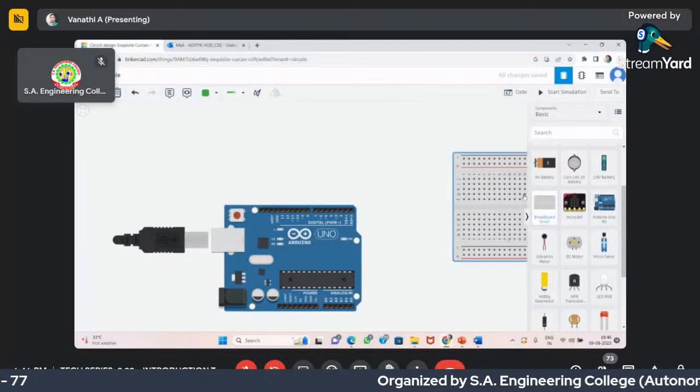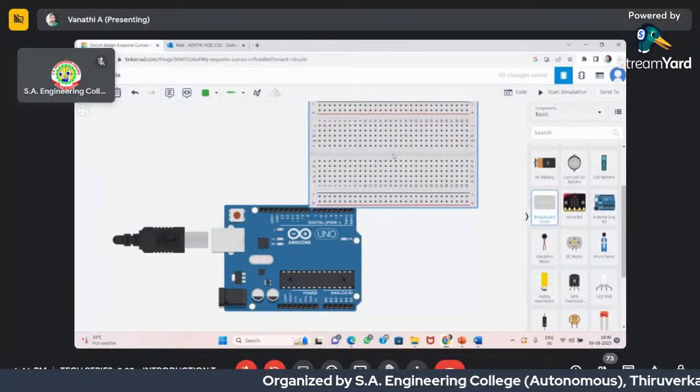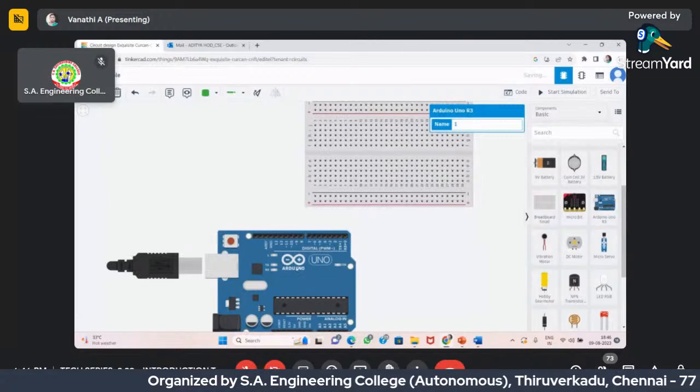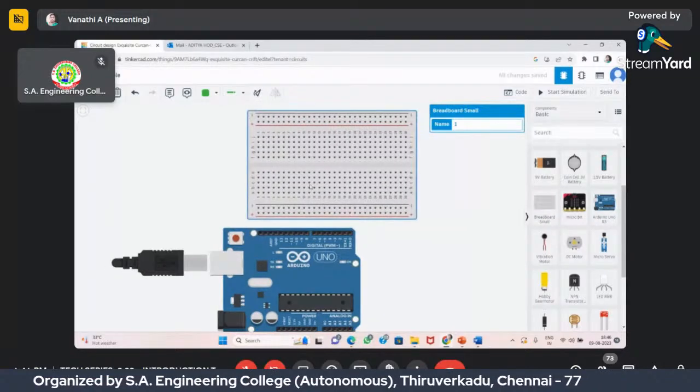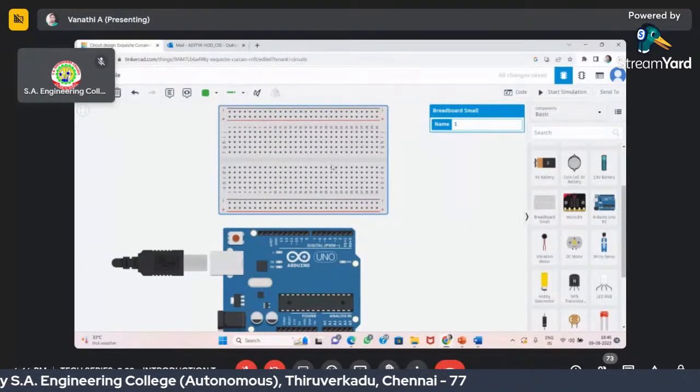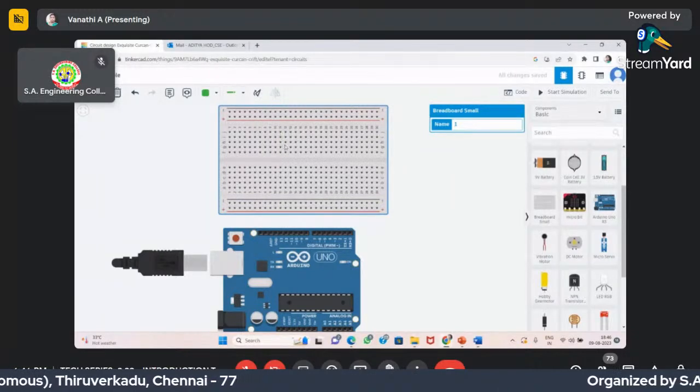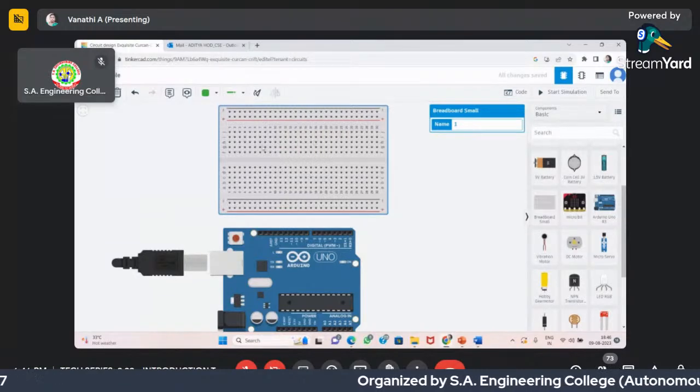I'll use a breadboard also. This is the one where the components can be connected. You can see here, right, this is a breadboard. All these lines, when I touch them, you can see that there is a green color, where the components can be connected.